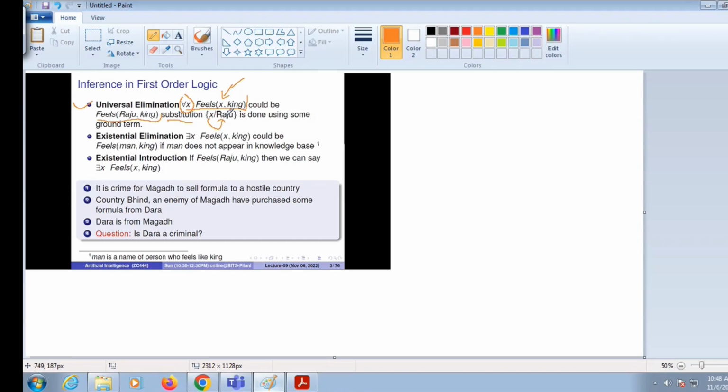In a similar way, we can also do existential elimination, where I say that there exists x that feels something like this. So here also you can put that there is some man who is feeling like that. Similarly, we can do existential introduction also. For example, when feels Raju king, then you can say that there exists someone who feels like king. Okay, because you know that Raju is there. If this is the information you have, then you can write that there is just some x that does all these things.